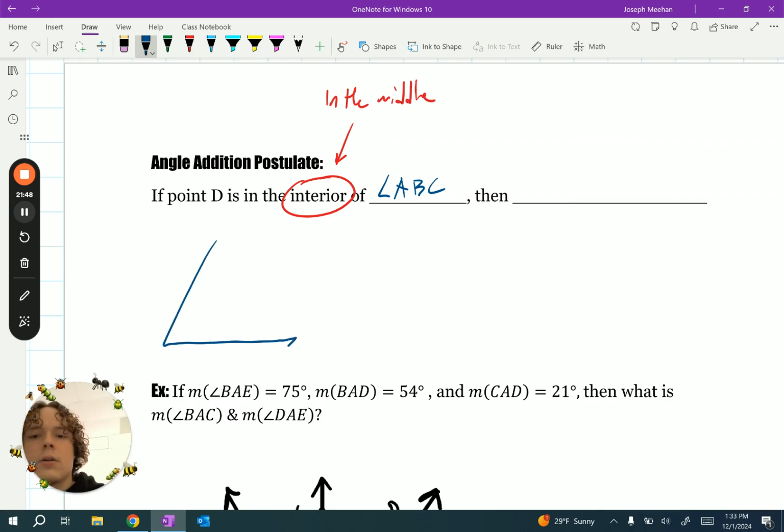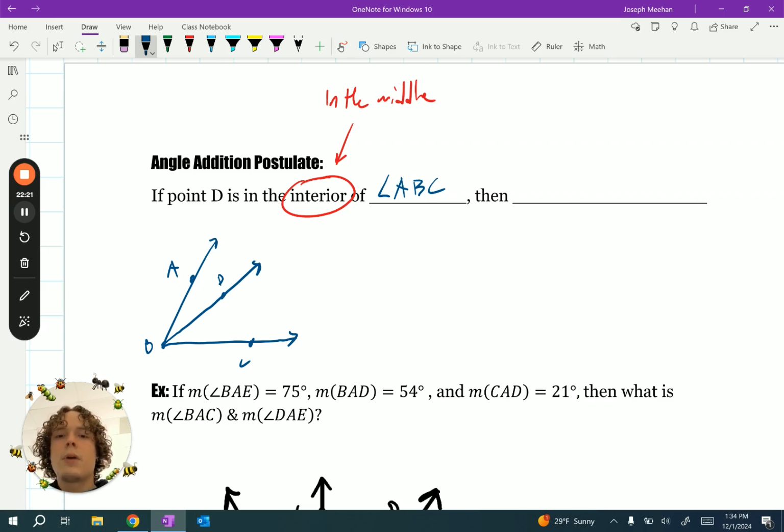Interior. So let's say we had angle ABC. That's what an angle looks like, what we just learned about earlier. There's A, there's C, there's B, A, B, C. And then it says point D is in the interior of ABC. So like right there, there's point D. And then let's say we can draw a ray between point B and point D. So now we have two different angles that make up a larger angle, right? We have ABD and DBC.